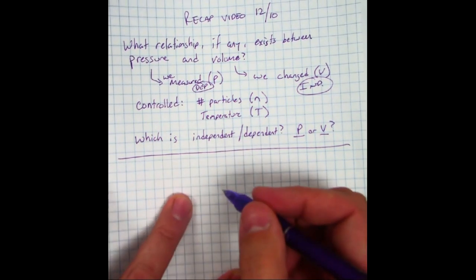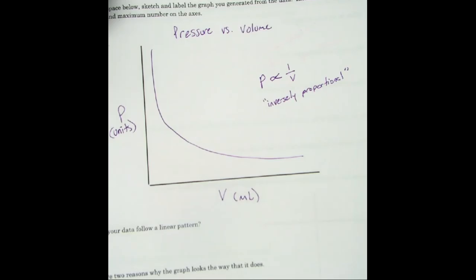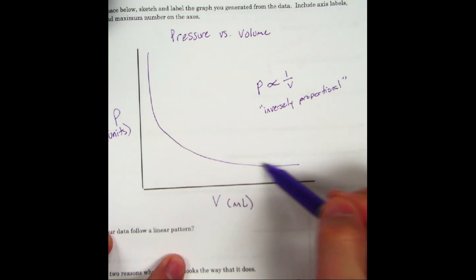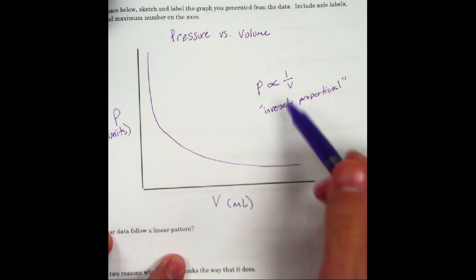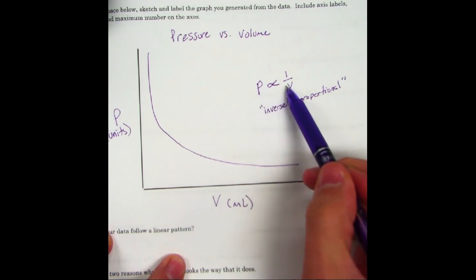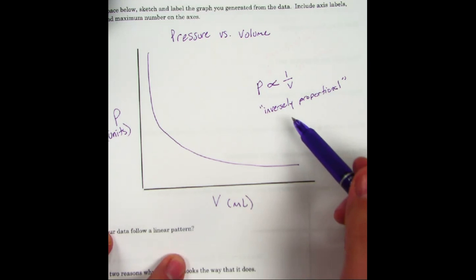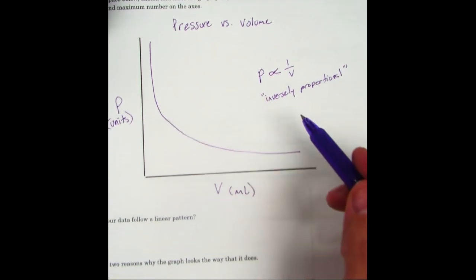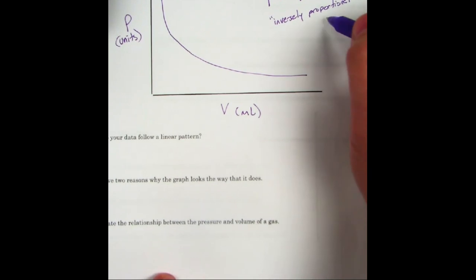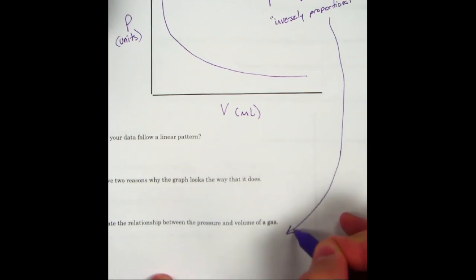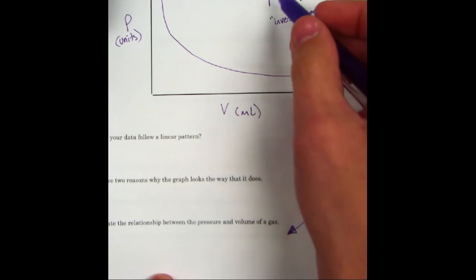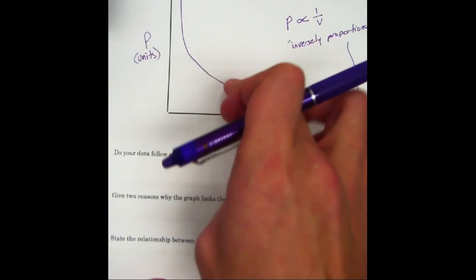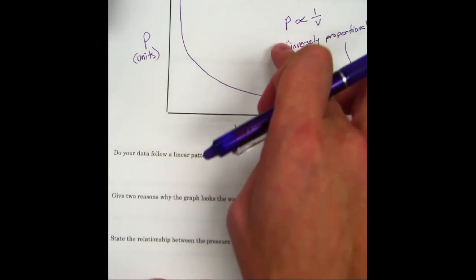So when we came up with this graph, I said today in class that this graph represented an inverse proportion, or we said that pressure was inversely proportional to volume. So what is an inverse proportion? Well, first of all, let me point out that this is what you should be able to state: pressure is inversely proportional to volume, and recognize that this graph represents this relationship.